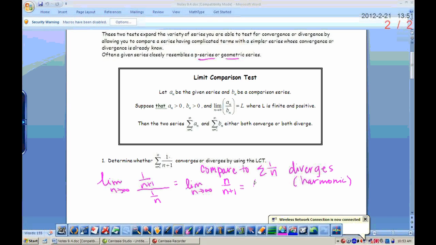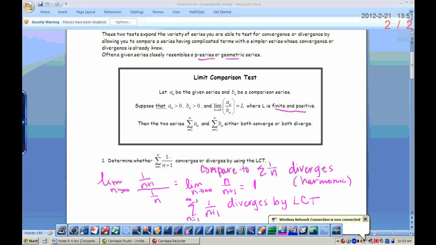Good. So the degree of the top and the bottom are the same, so the ratio of leading coefficients is 1. Is 1 a positive finite number? Yes. So therefore, both of these series converge or both diverge, but we know that 1 over n diverges, so therefore the original one also diverges. So that original series diverges by the limit comparison test. And you're more than welcome to write LCT for limit comparison test.